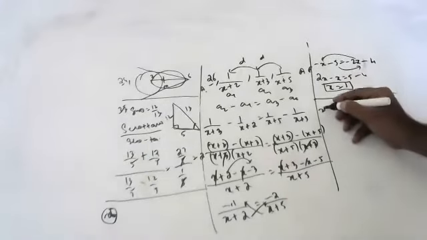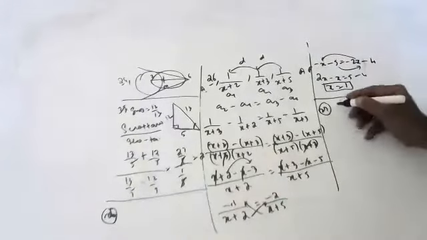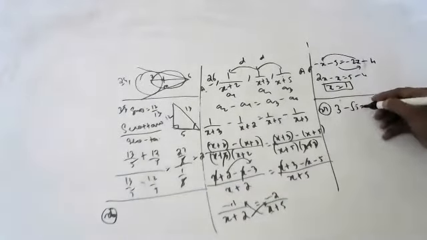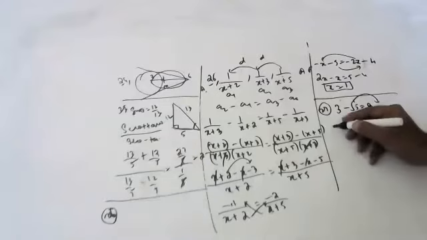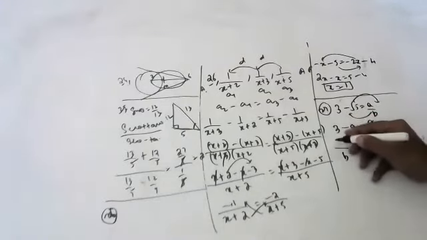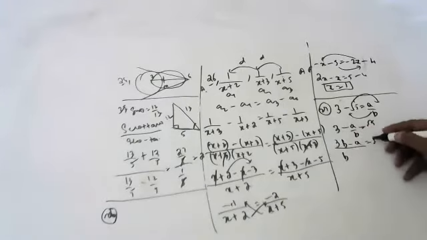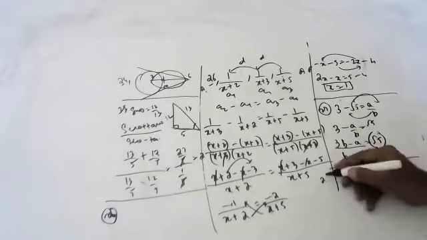Okay, children. So the 27th question: prove that 3 minus root 5 is irrational. So many times I said, children, first you have to put it as a by b. Bring this here. 3 minus a by b is equal to root 5. Take the LCM b: 3b minus a is equal to root 5. If root 5 is irrational, this whole thing is also irrational. You have to prove it like that, children.